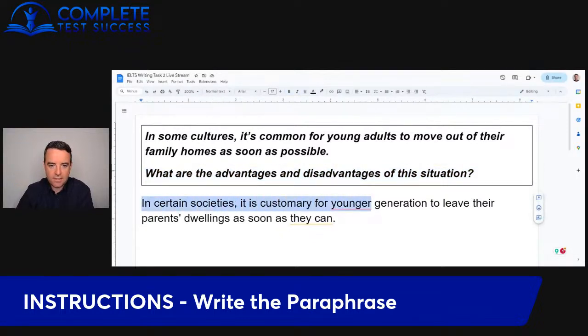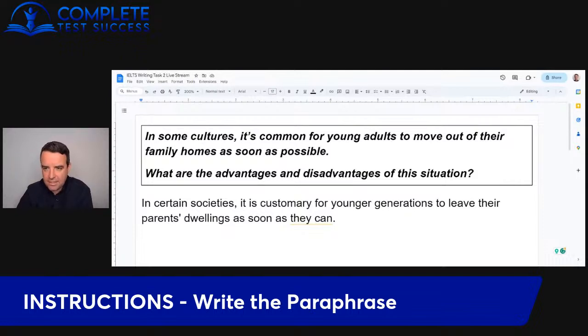So in certain societies, it is customary for younger generations to leave their parents' dwellings as soon as they can. And that's enough. That's perfect. Okay, so that's the first paraphrase. For those of you who haven't already shared your paraphrase, just continue.